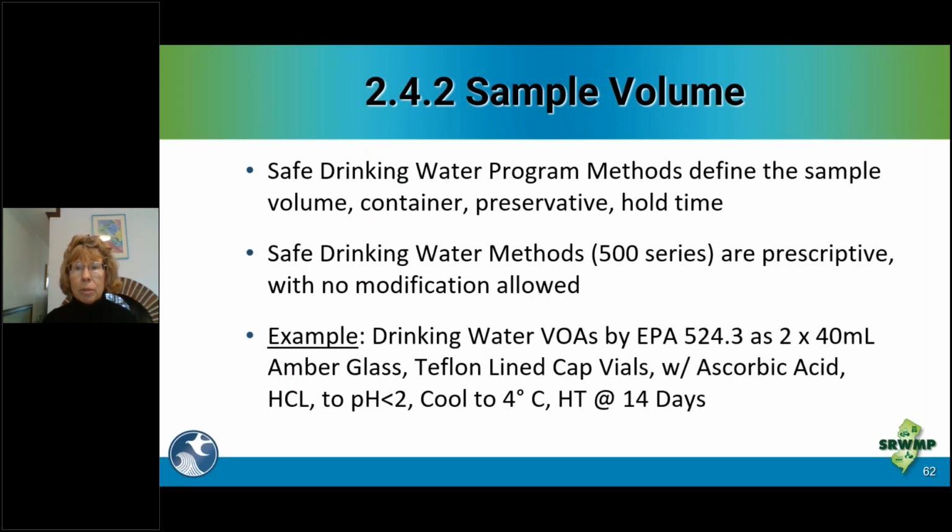Let's look at three examples. We'll begin with the safe drinking water program methods. These methods are prescriptive. They allow no modification. Safe drinking water methods define the sample volume, the container, the preservative, and the hold time. An example would be collection of volatile organics in drinking water sample matrices by EPA method 524.3 as 2 or 3 40 mL amber glass VOA vials with Teflon-lined caps, preserved with ascorbic acid and HCl to a pH of 2, cooled to 4 degrees centigrade with a hold time of 14 days.